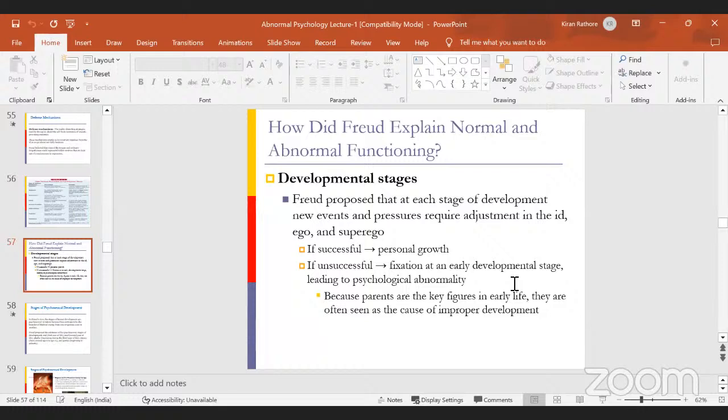Then Freud also talked about developmental stages, and according to him, all of us go through a set of developmental stages, and we have to navigate through these stages. If a person is successful in navigating these stages, there is personal growth. If the person is unsuccessful, then he or she might get fixated in that early stage of development, which can later lead to abnormality.